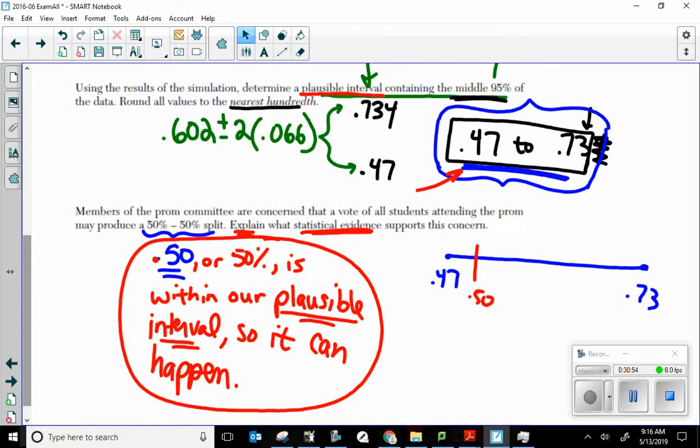So why is this concern a valid concern? Because 0.50 is within our plausible interval. 0.50 is one of the many possible or plausible outcomes that can happen. Now, if they said it's a 0.30 possibility, that's way out here. You should say, no, that's not one of the likely outcomes. That doesn't really have a good shot of happening at all. But 0.50 does. It's right here.